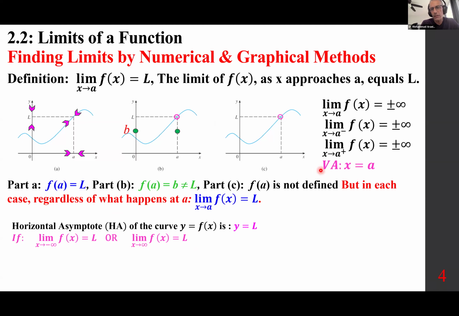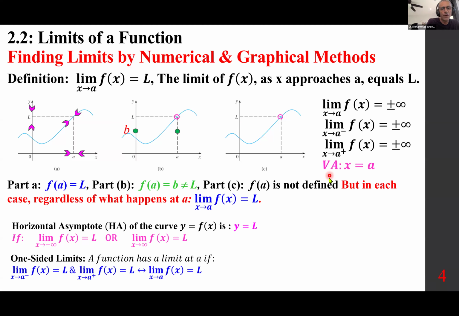Vertical asymptotes, VA for short, also have a specific definition. We consider the limit of f of x as x approaches a from the left, that's the meaning of the negative sign, and the limit of f of x as x approaches a from the right. If any of them is positive or negative infinity, that gives rise to a vertical asymptote with the equation x equals a. That's the definition.